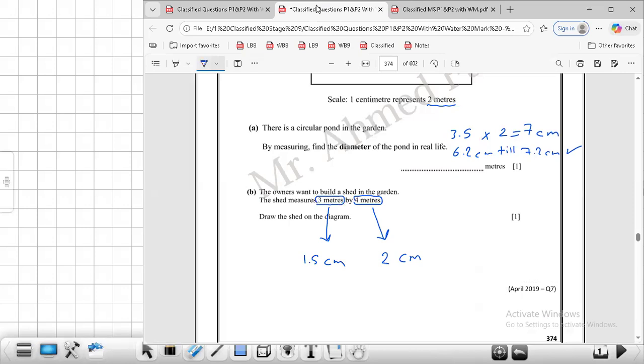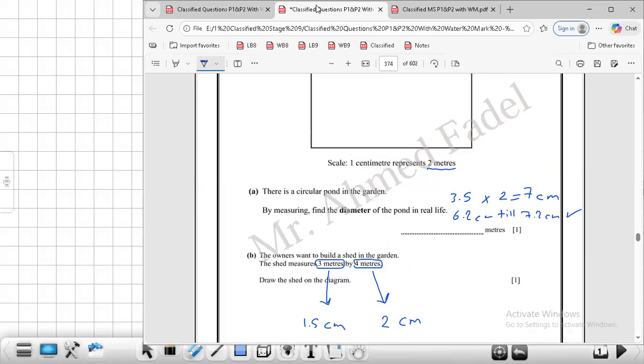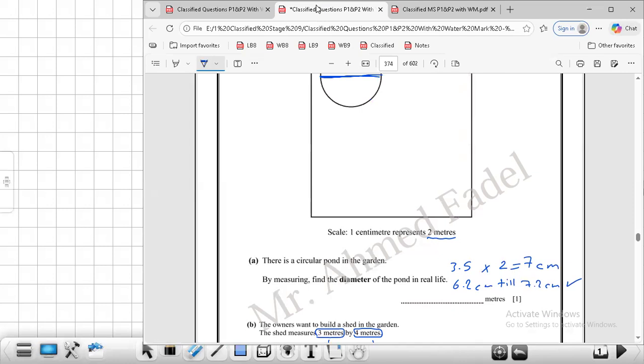So you need to draw a rectangle that is 1.5 by 2 centimeters. So you draw a rectangular shed that is 1.5 by 2. I cannot open the ruler in this question here, but I'm going to show you what you're supposed to do. Let's assume that this is 1.5 centimeters, and over here you need 2 centimeters. That is going to be a little bit longer.